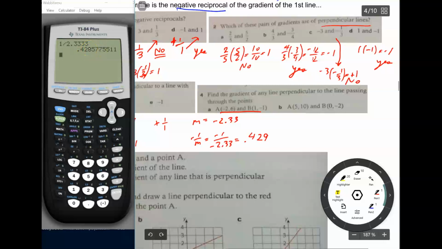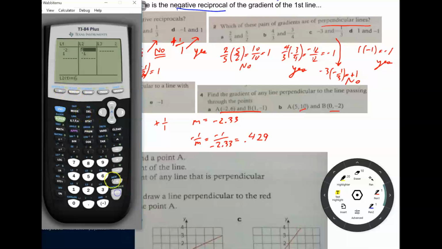All right, now let's do between 5, 10 and 0 and -2. And you could do it with algebra if you want to, but you already know how to do that, so I'm just going to show you how to do it with the calculator again. So we're going to put 5, 10, and we're going to put 0, -2. And then we're going to do stat calc linreg, which is number 4. Let's see what the slope is. So the slope happens to be a equals 2.4.